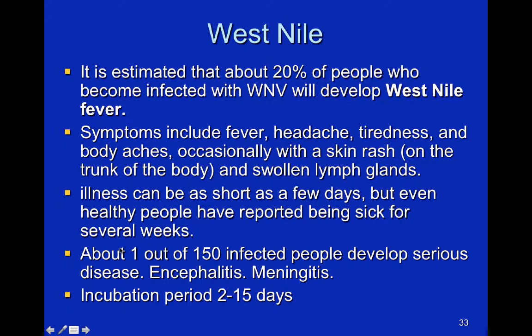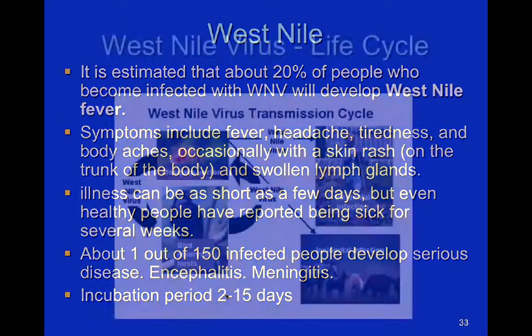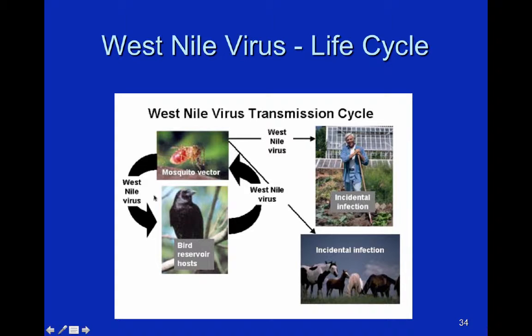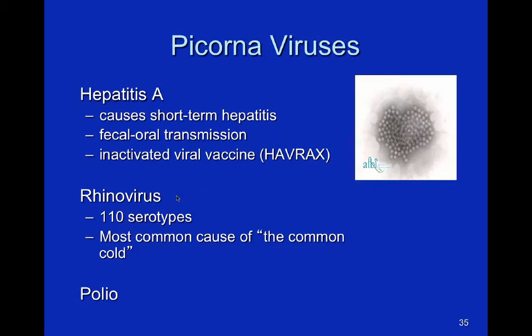And about 1 out of 150 infected people will develop severe disease, so encephalitis and meningitis. And the incubation period is anywhere from 2 days to 2 weeks. Now, just to note here as far as the transmission cycle, it does cycle through incidental hosts, so that would be humans or other larger animals, and even birds can serve as a reservoir host for the virus.